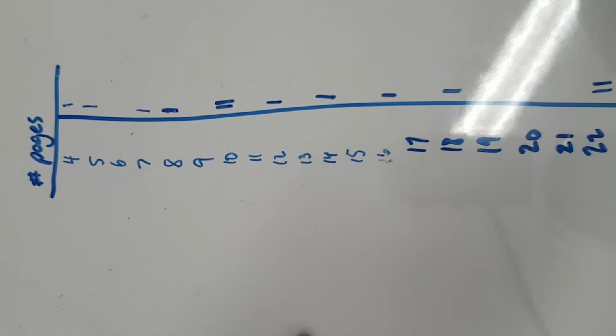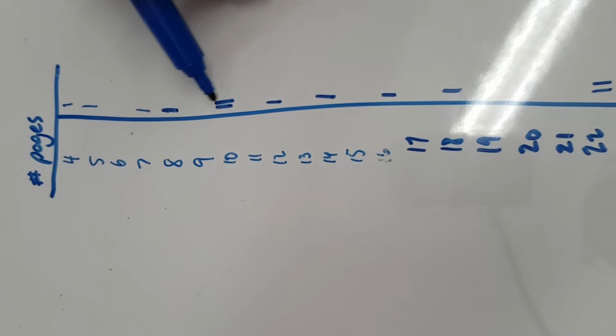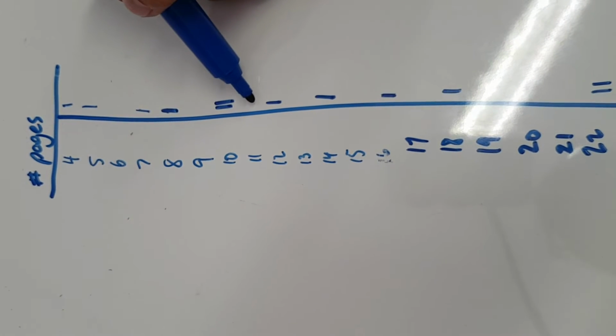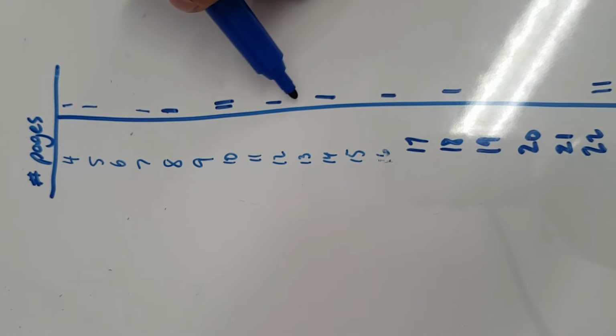So here I have my tally chart, okay? I can see someone's read 4 pages once, someone's read 5 pages once. No one's read 6 pages so far. Someone's read 7, someone's read 8. No one has read only 9 pages. Twice people have read 10 pages. Never has someone read only 11. Once has one of these students read 12 pages.